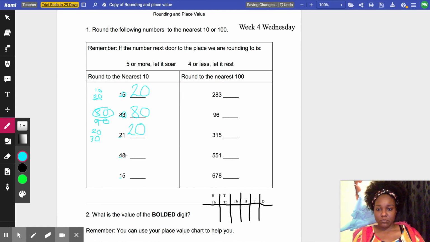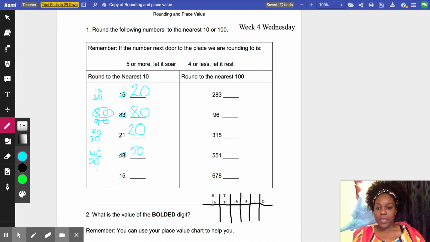48. We have 4 tens, which is 40. I'm saying 4 tens because it's 4 in the tens place. And the next highest 10 is 50. The one right after 40 is 50. We have an 8 next door. 5 or more, let it soar, round it up. So this rounds to 50.